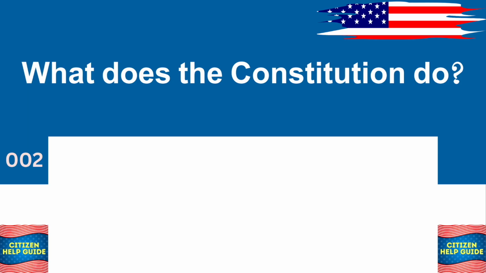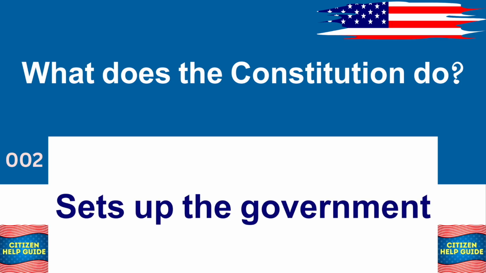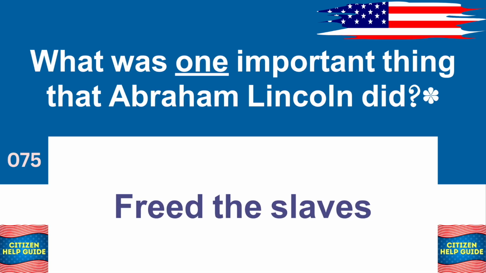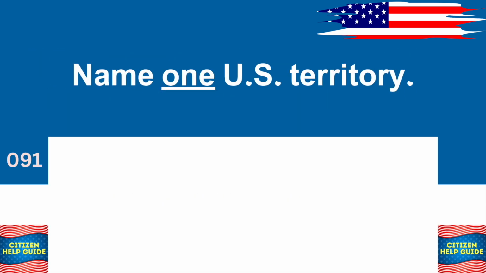What does the Constitution do? Sets up the government. What was one important thing that Abraham Lincoln did? Freed the slaves. Name one U.S. territory. Guam.